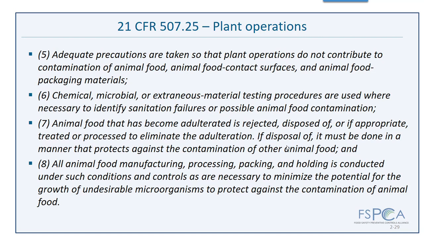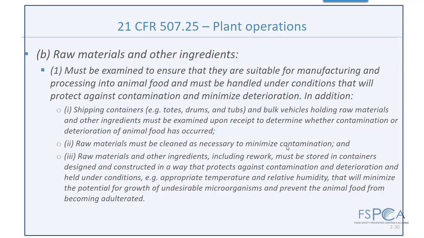All animal food manufacturing, processing, packing, or holding is conducted under such conditions and controls as are necessary to minimize the potential for the growth of undesirable microorganisms and protect against the contamination of animal food. Raw materials and other ingredients must be examined to ensure that they are suitable for manufacturing and processing into animal food and must be handled under conditions that will protect against contamination and minimize deterioration.